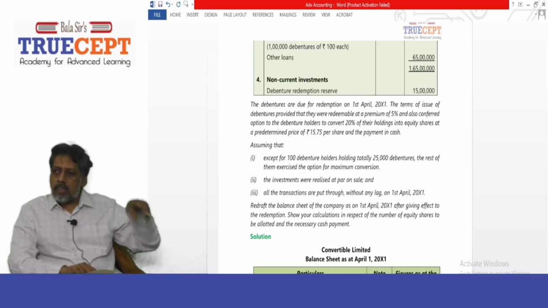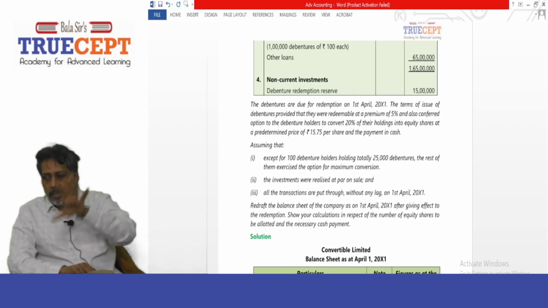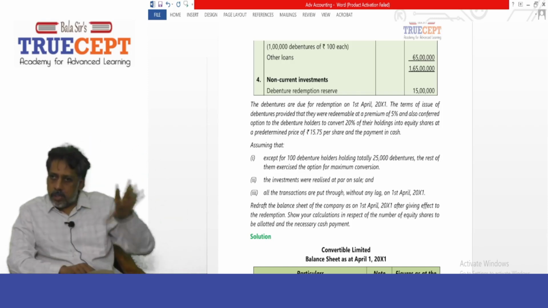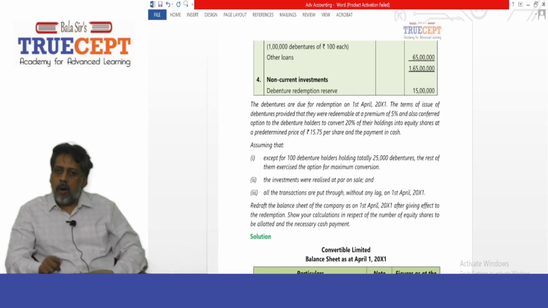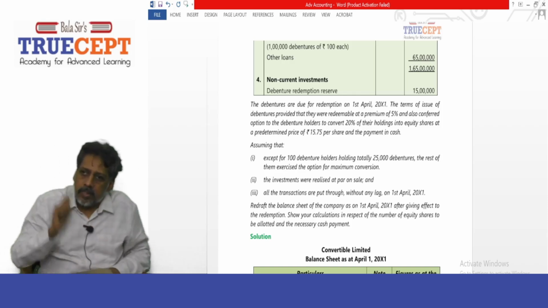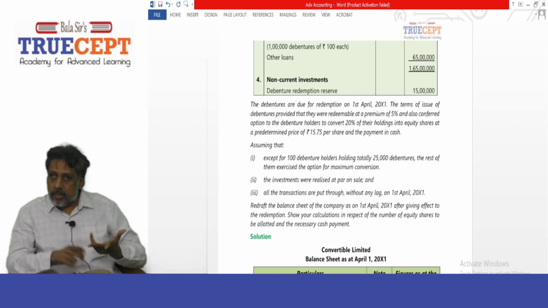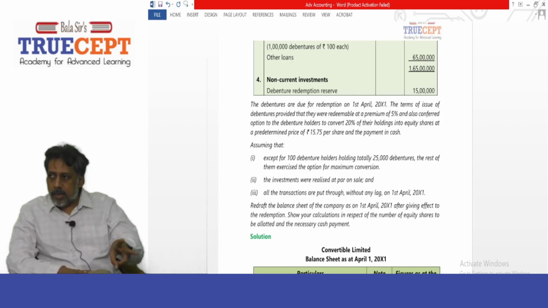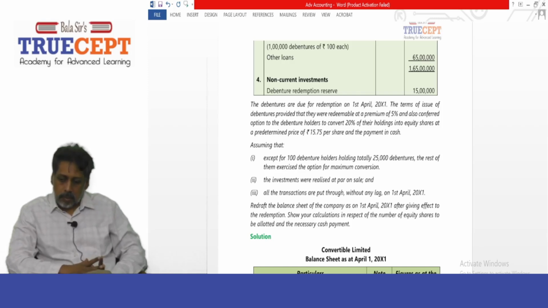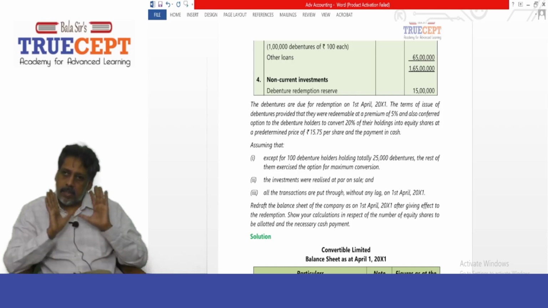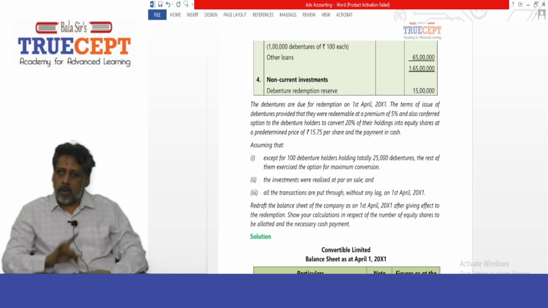Only the holders of 75,000 debentures decided to convert their debentures into equity shares to the extent of 20% of their holding. Next, number 2, the 20% is given in the question. Only 20% of the debentures are convertible. Next, the investments were realized at par on sale. That means the debenture redemption investment of 15 lakh rupees is sold at book value, no profit, no loss.